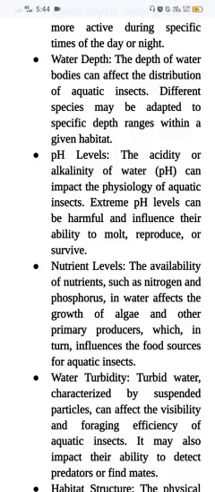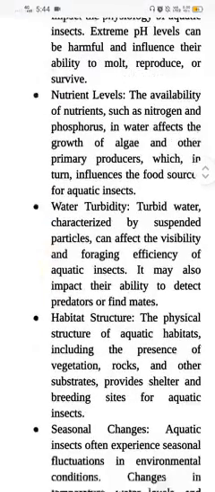Then nutrient levels. The availability of nutrients such as nitrogen and phosphorus in water affects the growth of algae and other primary producers, which in turn influences the food sources for aquatic insects. The nutrient level of water, like nitrogen content or phosphorus content, will influence the growth of algae and other primary producers, which in turn influence the food sources for aquatic insects. That is how they are connected with each other.